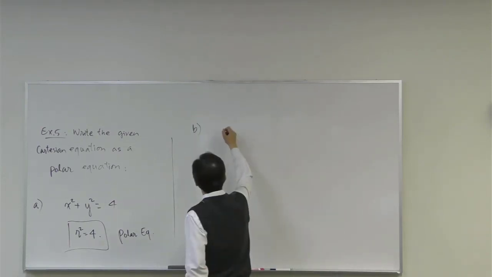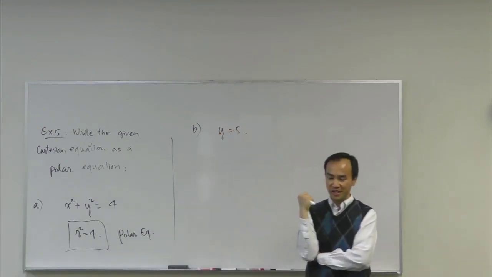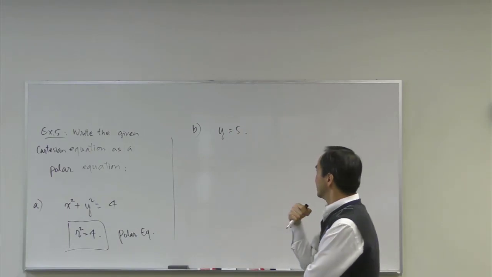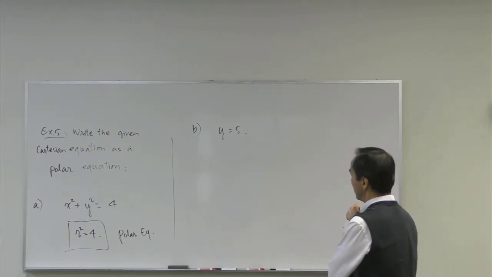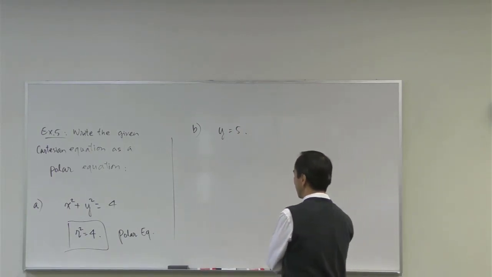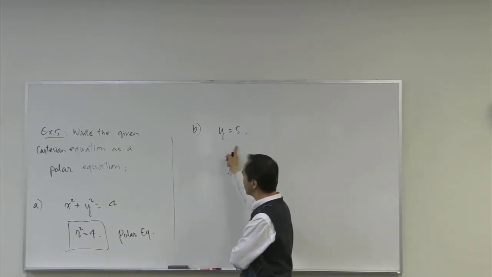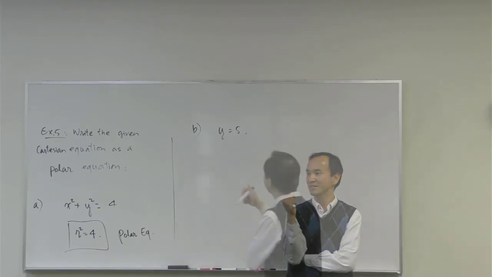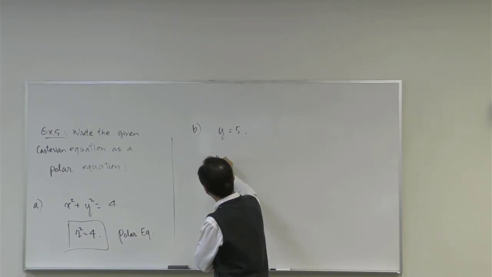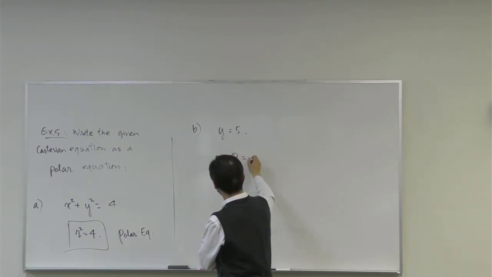Of course, just have y equals 5, for example. This equation here is a Cartesian equation, with only x and y variables. So now, you guys tell me some suggestions. What can you substitute here to bring it into the polar? Yeah. You go r sine theta equals 5.